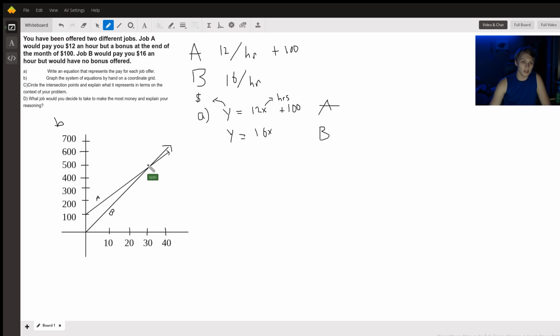Now let's circle this intersection point right here. Explain what it represents in terms of the context of your problem. It doesn't look to me like we have to find this point, but if this is your equation of your line, how much money you've made, then this intersection point represents the number of hours at which your pay is equal for the month.